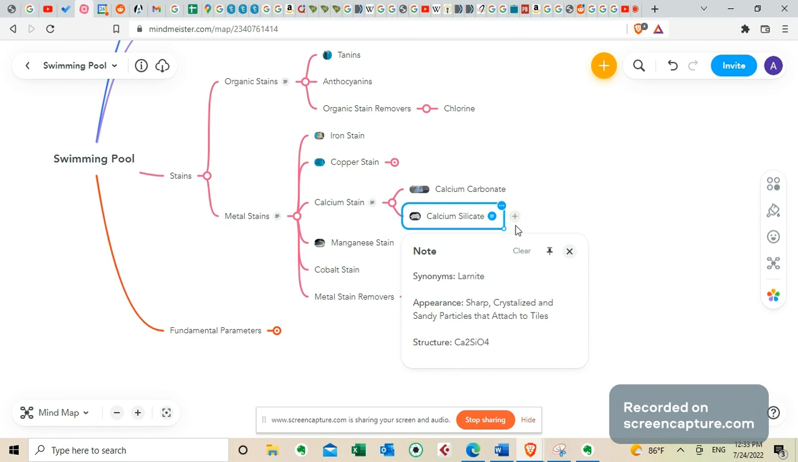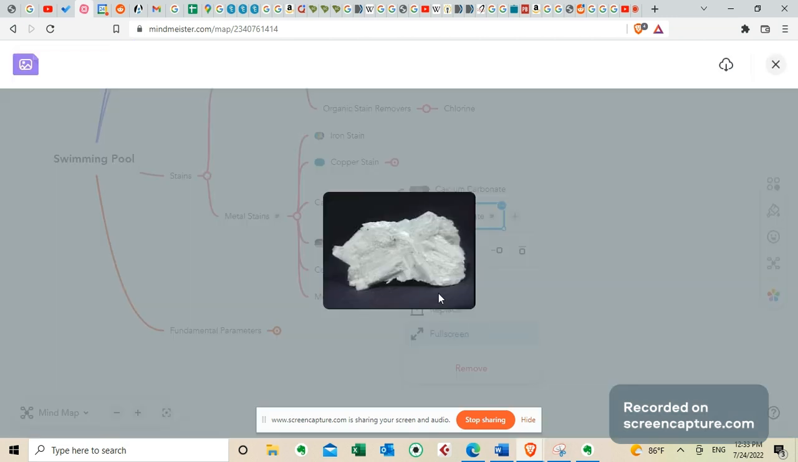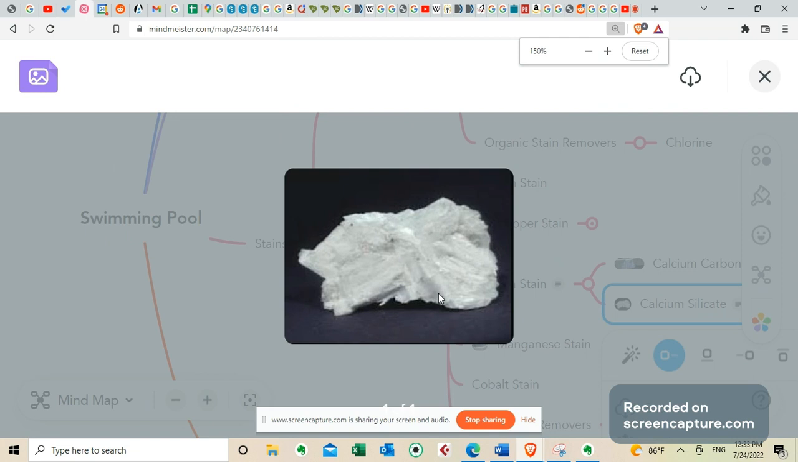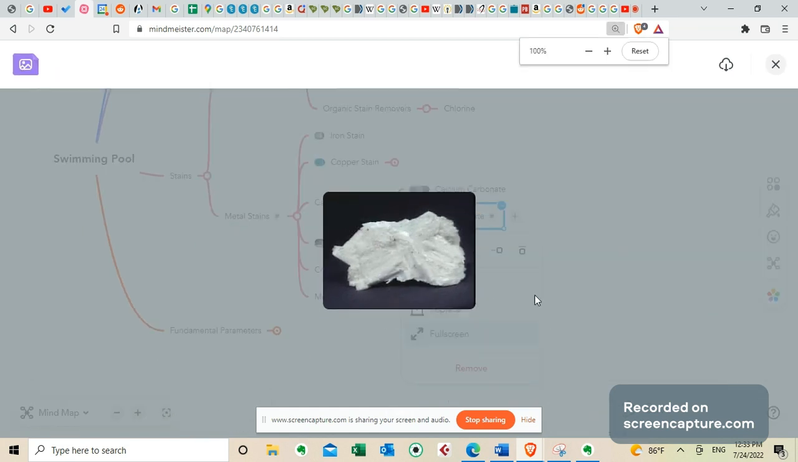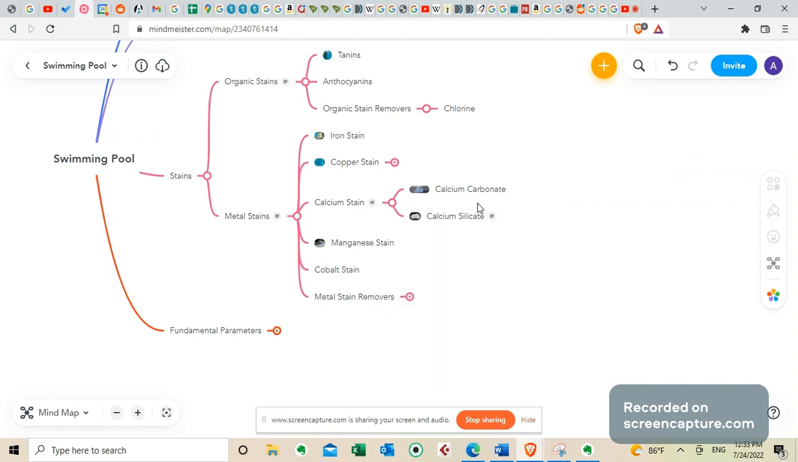I wrote down a description. It's sharp, crystallized, and sandy particles attached to tiles. Calcium silicate, it was hard to find a picture. This is kind of what it looks like. If it looks like a white rock crystal structure that decomposes into sand, you're dealing with calcium silicate, which is again more rare and harder to get rid of than calcium carbonate. But generally speaking, if it's white, it's going to be calcium.